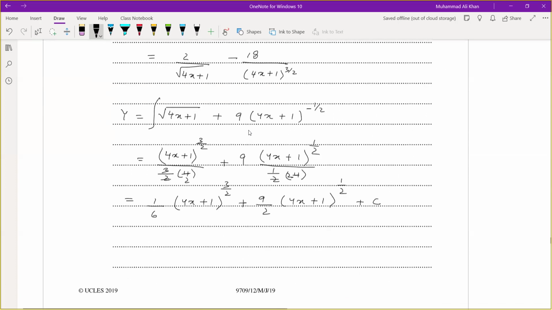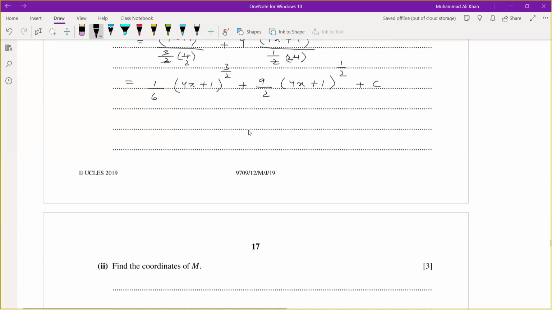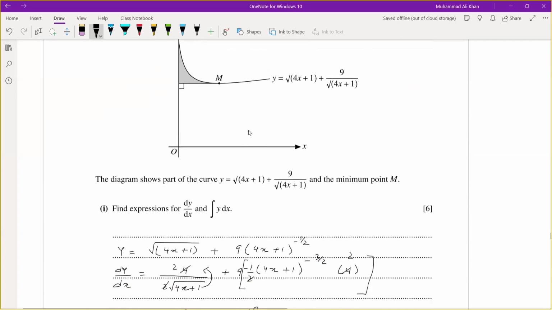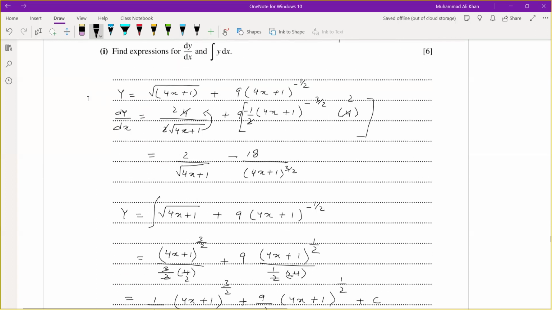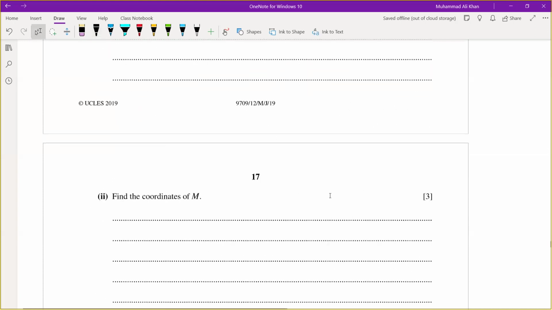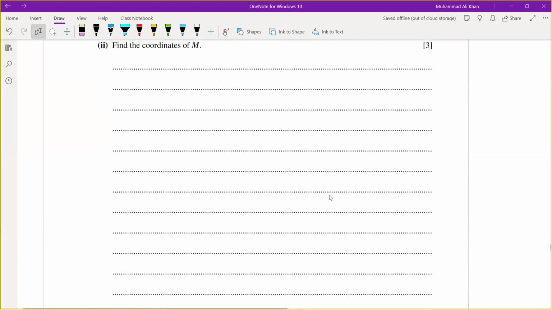What is next? The next is find the coordinate of m. What is m? Now, in the question, m is the minimum point. जब भी मिनिमम पॉइंट के कोऑर्डिनेट्स कैलकुलेट करते हैं हम डिफरेंशिएटेड इक्वेशन को जीरो से इक्वेट कर देते हैं. तो डिफरेंशिएटेड इक्वेशन को मैं कॉपी कर रहा हूं, और इसको हम इक्वेट कर रहे हैं जीरो से. क्योंकि डिफरेंशिएटेड इक्वेशन को जब जीरो से इक्वेट करते हैं तो हमारे पास स्टेशनरी कोऑर्डिनेट्स आ जाते हैं.